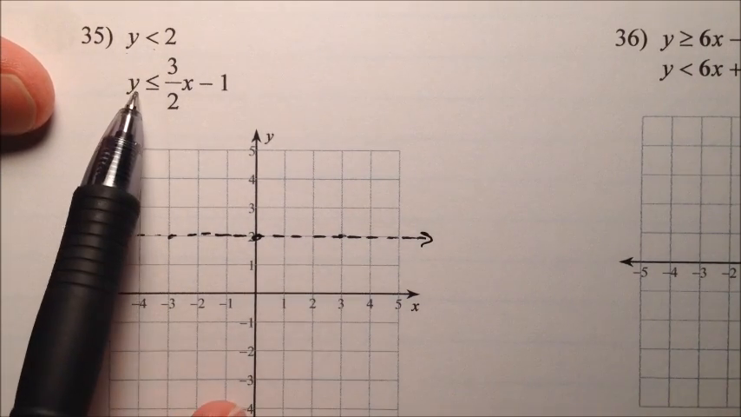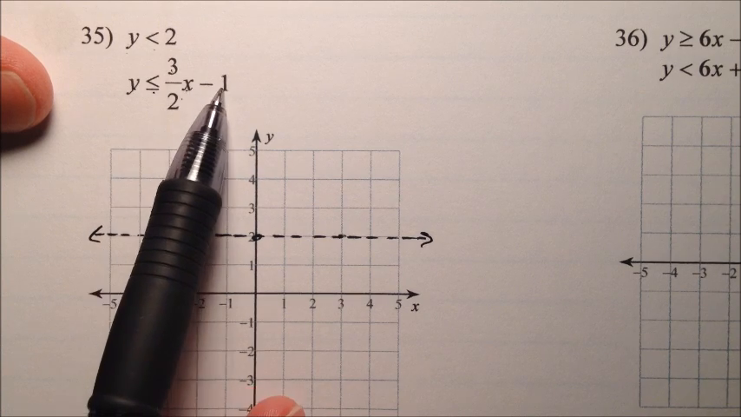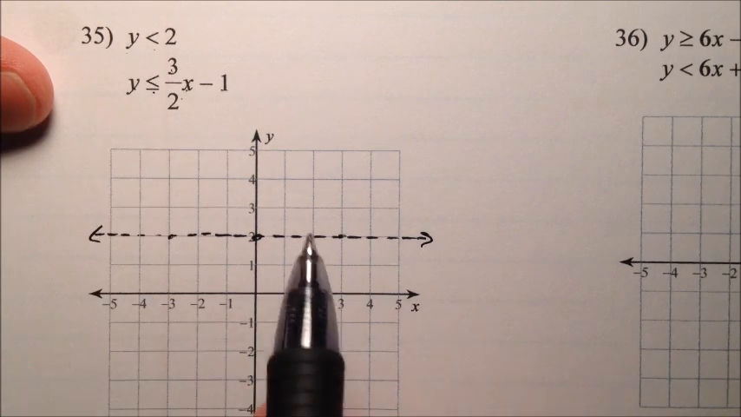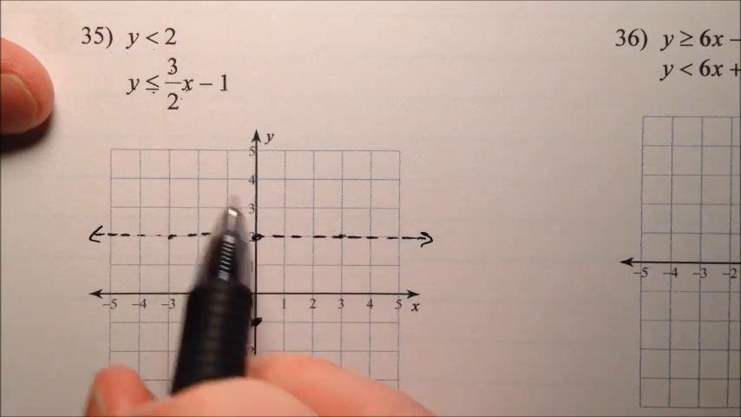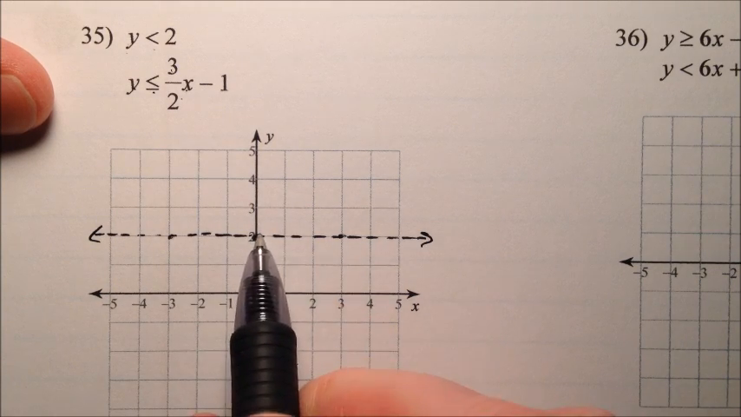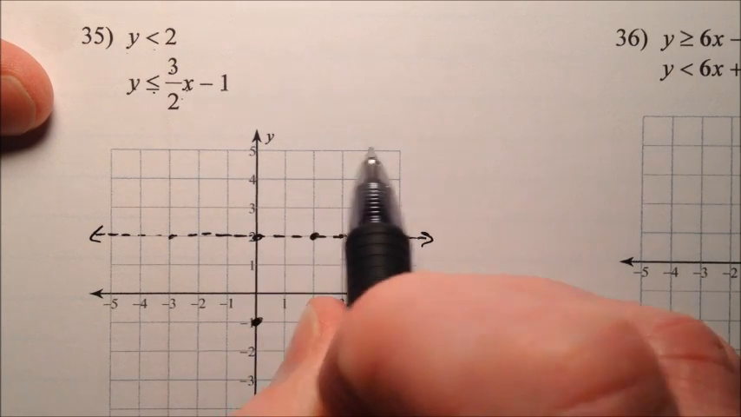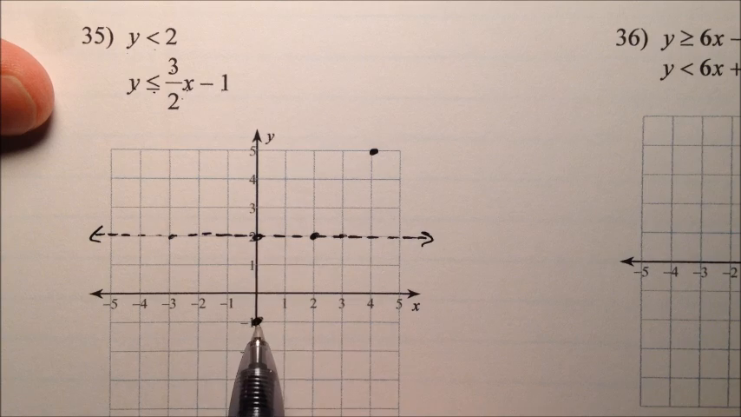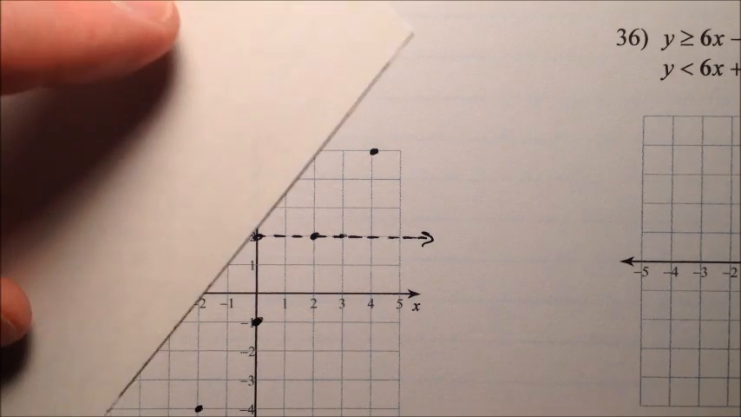And the other one is going to be y is less than or equal to 3/2 x minus 1, and it'll be a solid line. So we'll begin here at negative 1 and then the slope is 3/2. So up 3 over 2, up 3 over 2, or we can go down 3 and back 2. And again, this is going to be a solid line.